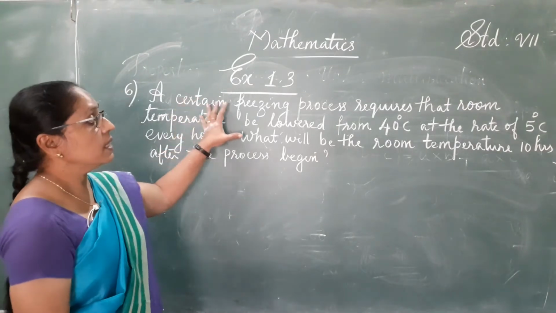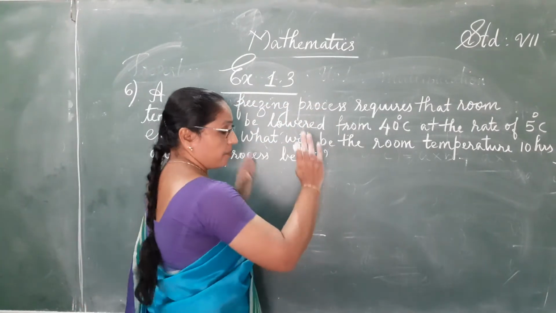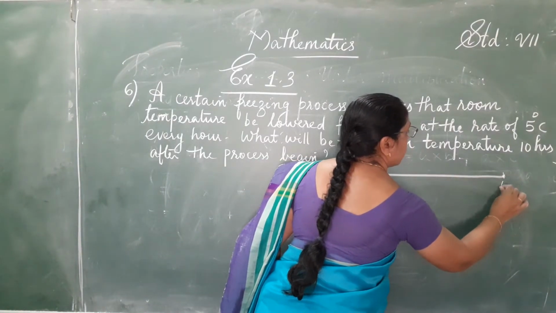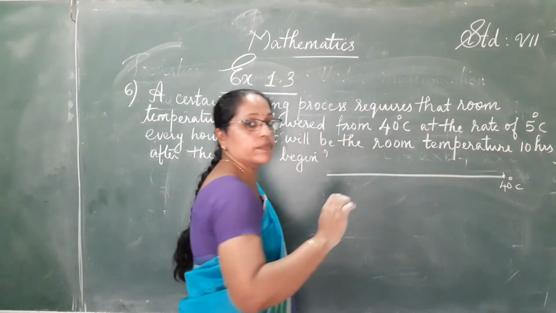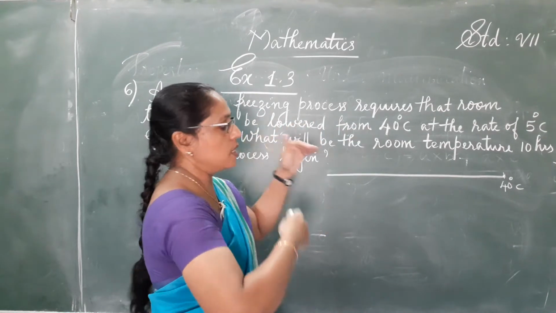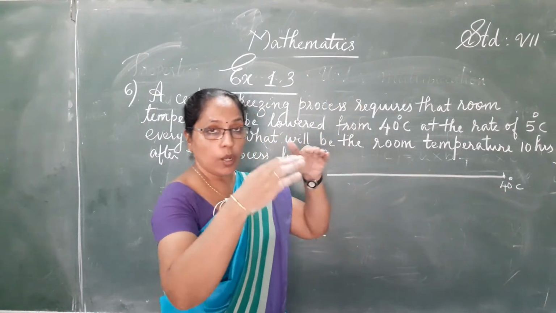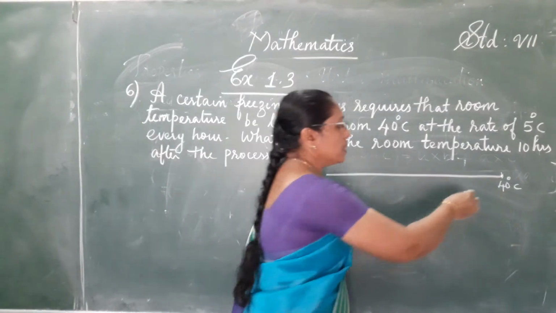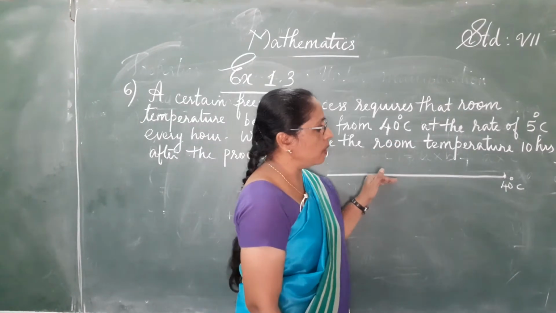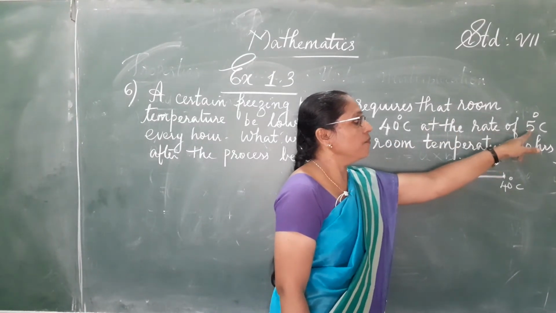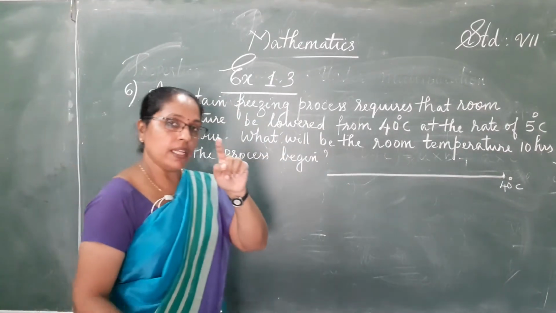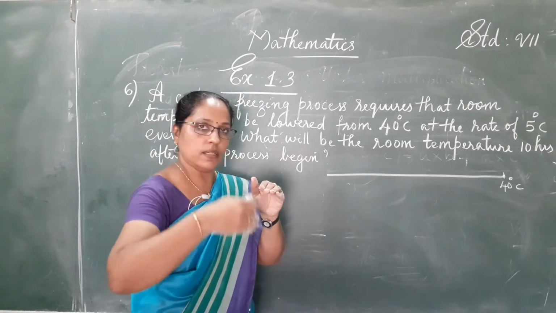Okay, so there is a certain freezing process, a cooling process. It has a temperature that is 40 degrees Celsius in the beginning. While the cooling process happens, that temperature has to be lowered. Lowered means decreased, which means it will be moving to the left. How does it have to be lowered? At the rate of 5 degrees Celsius every hour. Means in 1 hour, 5 degrees Celsius goes down.